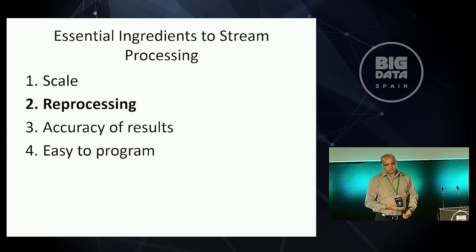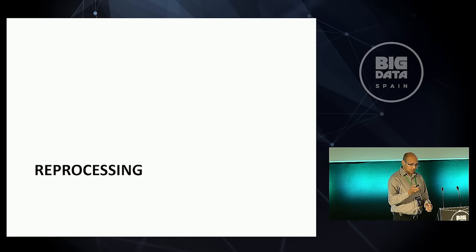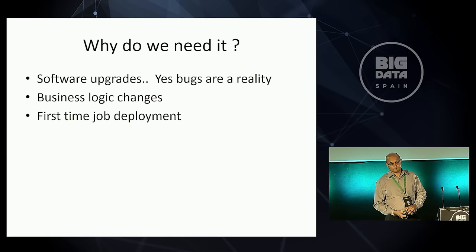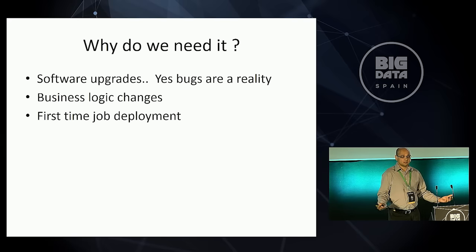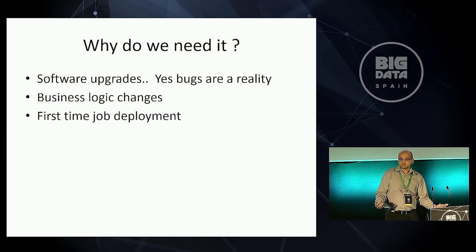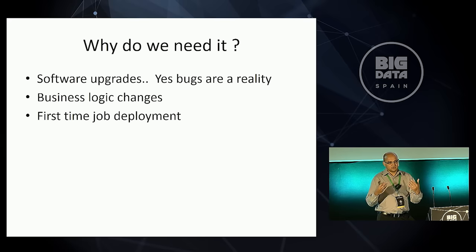Great. That covers scale. Coming to the next part, reprocessing. So what is reprocessing? Well, we all know that when we deploy new software, we can have bugs. When you have bugs, and let's say you've been processing all this event stream, you created a new bug, and now you're spewing bad output back into your system.